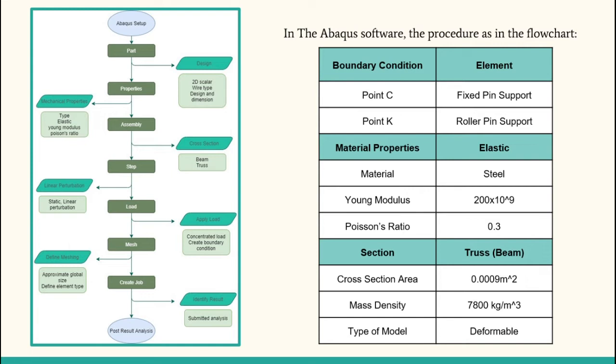After that, the mesh module continues the process, where we define meshing with an approximate global size of 2.5 and define the element type. Before the result analysis, we need to submit the analysis in the job module and check the status of the analysis in the job manager until it shows completed. And finally, the results generated will be in the visualization module.